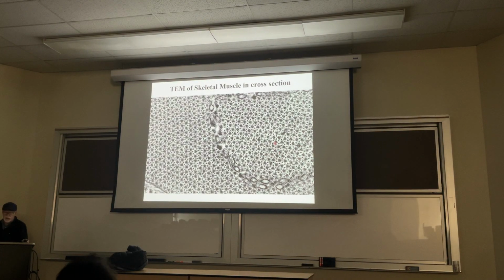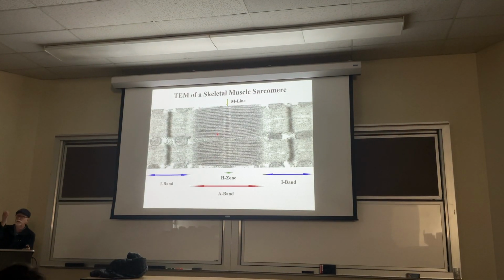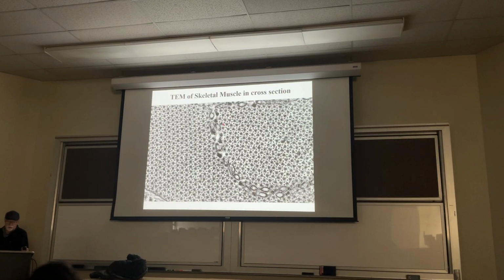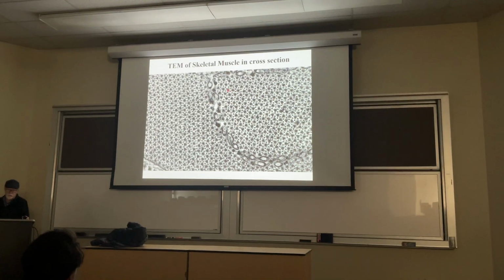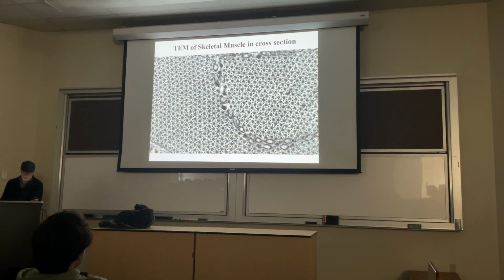This is looking sideways at the sarcomere. So if you took this and you turn it sideways, the thicker, that's the thicker myosin proteins, and these smaller dots, that's the actin. So this is myosin, and this is actin, looking at it in cross section, looking at it sideways.